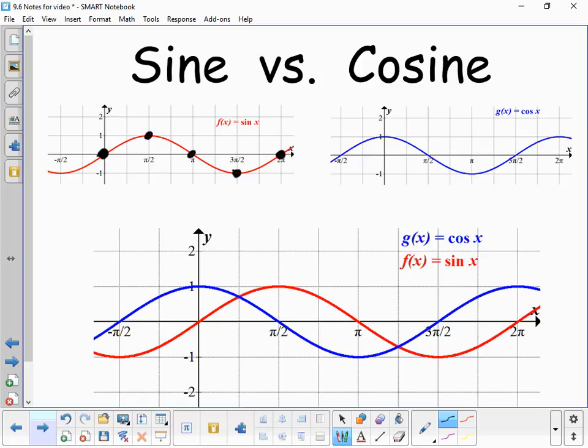The cosine pattern, if you remember from our spaghetti activity yesterday, the cosine function looks very similar. It's just that it has a different starting point, if we want to call it that, for each cycle. And you can see they're just shifted slightly from one another.